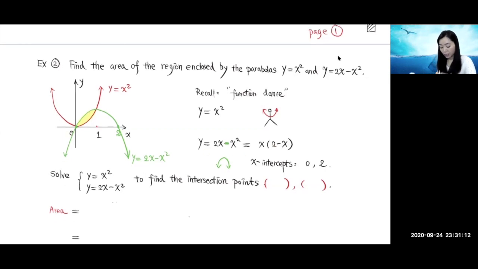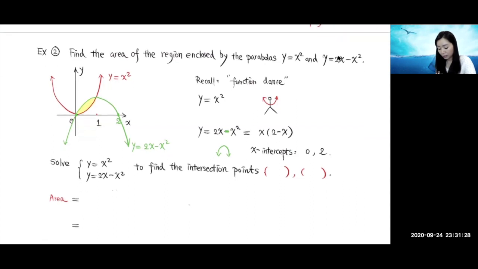Now, in order to find the region enclosed by these two curves, we need to find the intersection points. You can see that actually (0, 0) is one of the intersection points, but what about the other one? To find the intersection points, we can solve this system of two equations together using the substitution method. Then we find the intersection points will be (0, 0) and (1, 1).